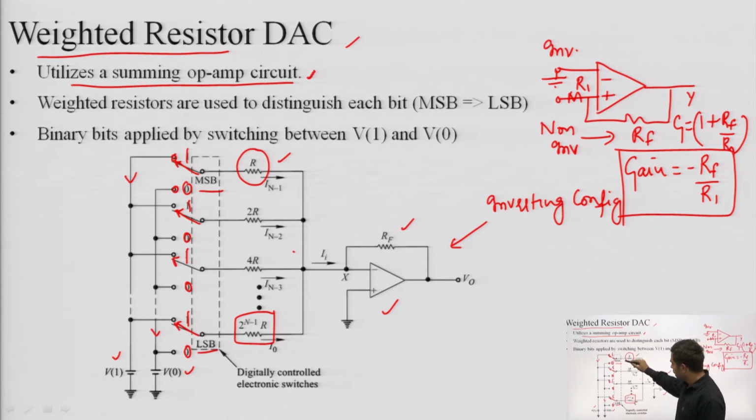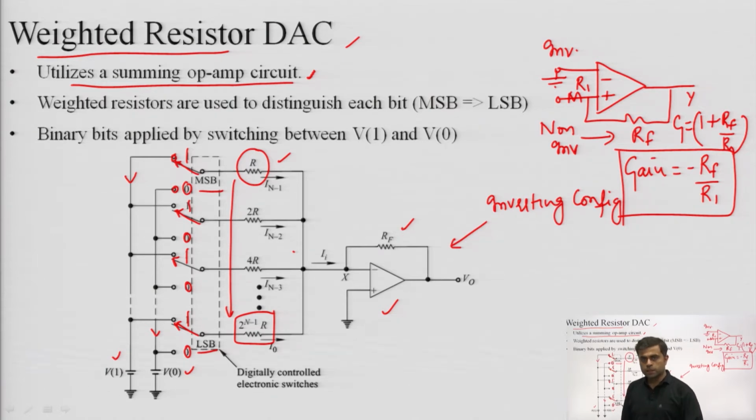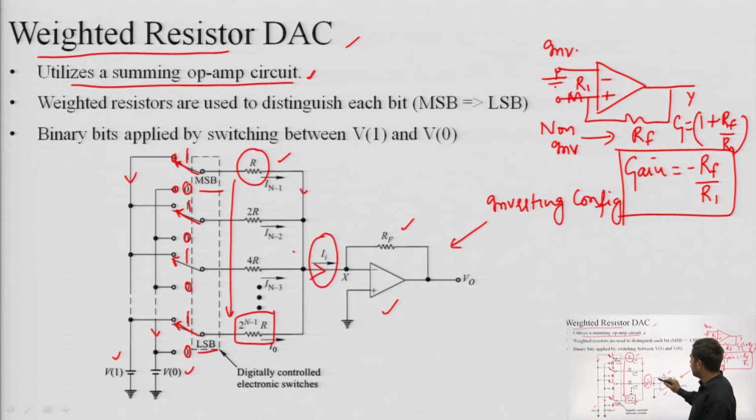We are moving from MSB to LSB, and resistance is increasing in powers of 2. That means we start with R, then the next branch resistance will be 2R, then 4R, then 8R, 16, 32 and so on, up to the number of bits we are going to feed into the DAC. The outputs of all these branches are added together, and that is applied at the input of this inverting op amp configuration, where the feedback resistance is also connected.